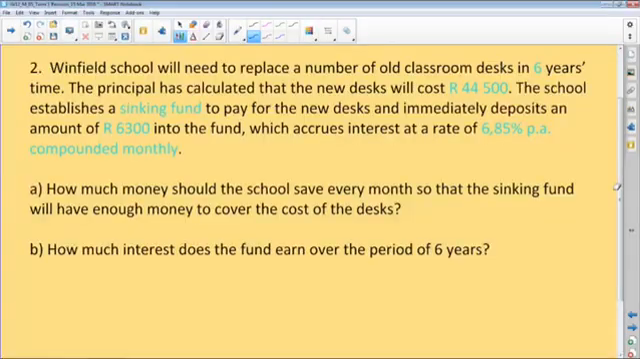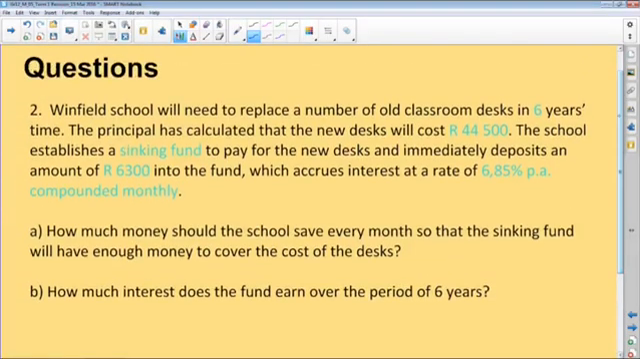Now let's have a look at this classroom situation with Winfield School. They need to replace a number of old classroom desks in 6 years' time. So we take note of the period. The principal has calculated that the desks are going to cost 44,500 Rand. So that's the amount they're going to need in 6 years' time. The school establishes a sinking fund to pay for the new desks. So they've already decided, well, we need to start saving so that we can pay.